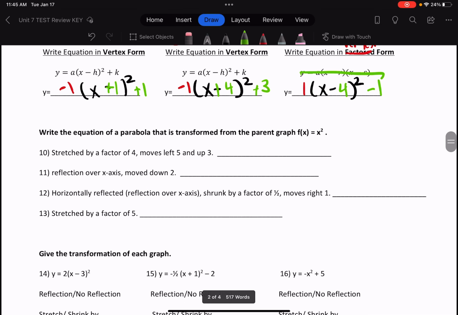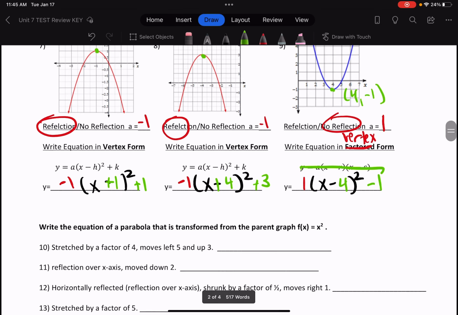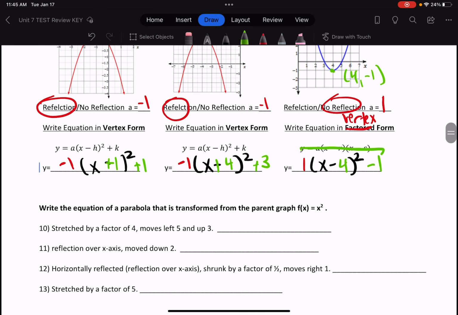This next section is going to talk about some transformations. So I'm going to pause here, and we're going to go over how to write functions given the transformations.